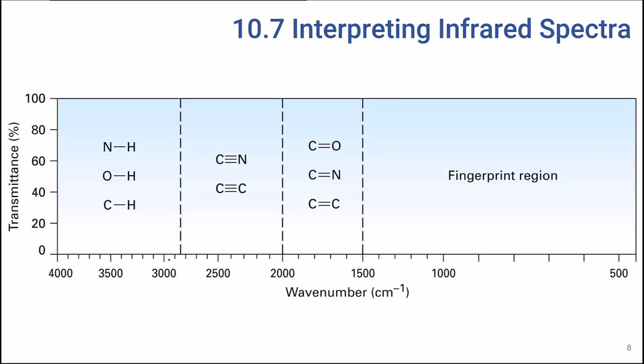Things that are between 3000 and 4000 are typically NHs, OHs, and CHs. We have triple bonds in the region between 2000 and 3000, and then our double bonds show up between 1500 and 2000, and then low 1500 is the fingerprint region. Each compound has its own unique fingerprint. It's difficult to interpret compounds based on just the fingerprint region because they can look similar sometimes.